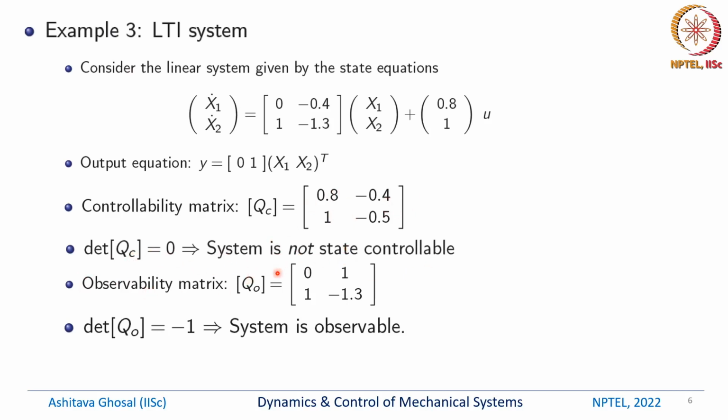Let's look at the observability matrix, which is H transpose 0, 1, and then F transpose H transpose, which is 1, minus 1.3. So the determinant of QO is minus 1, which says that the system is observable. So here is an example where the system is not controllable, but it is observable.